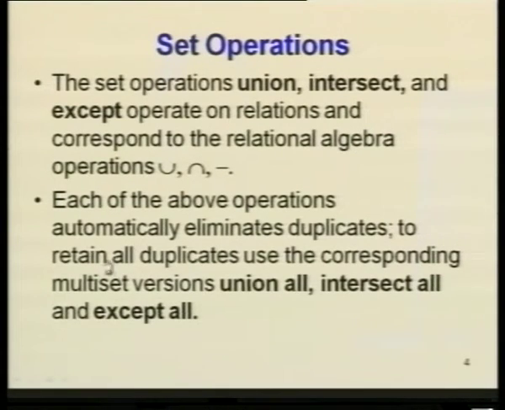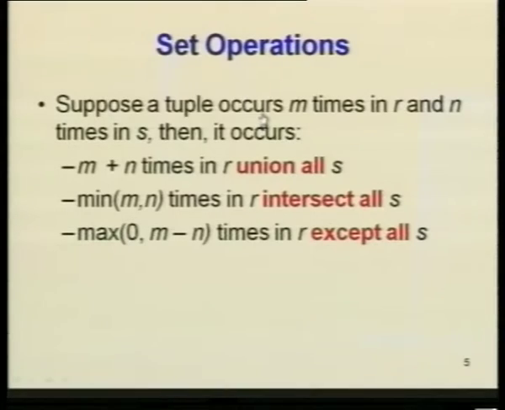Now, each of the above operations automatically eliminates duplicates. To retain all duplicates, you have to specifically mention it as union all, intersect all and except all. Except is the difference operation, or the minus operation, which we have already seen before. Suppose a tuple occurs m times in the relation R and n times in the relation S, then it occurs m plus n times in R union all S, and minimum of m comma n times in R intersect all S.